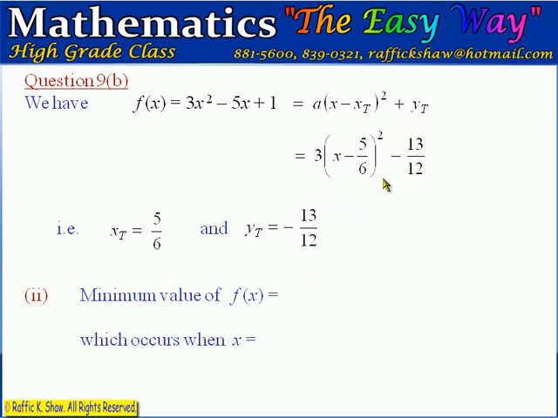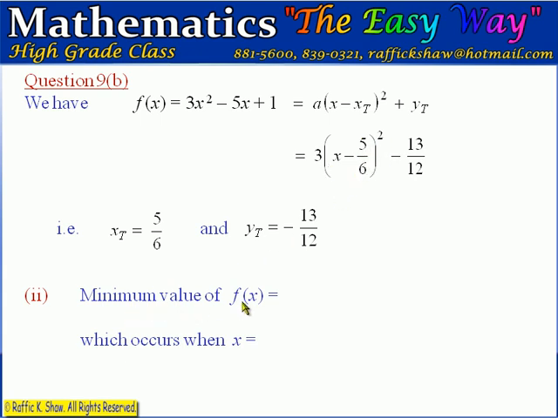is going to be the yt value, this yt value here, and the function will be equal to this yt value, which is the minimum value of this function, when x is equal to the xt value here, because when x is equal to the xt value here, this expression in the bracket becomes 0, and so f of x becomes negative 13 over 12, and that is when f of x is negative 13 over 12, when x is equal to 5 divided by 6, such that this expression becomes 0.